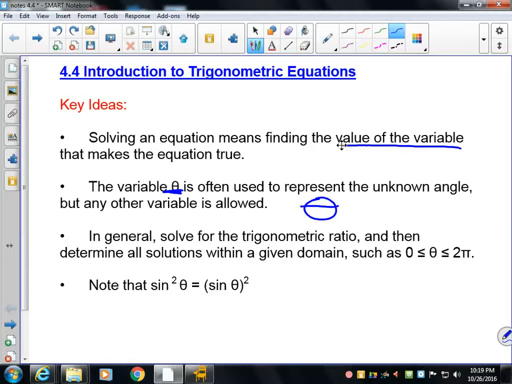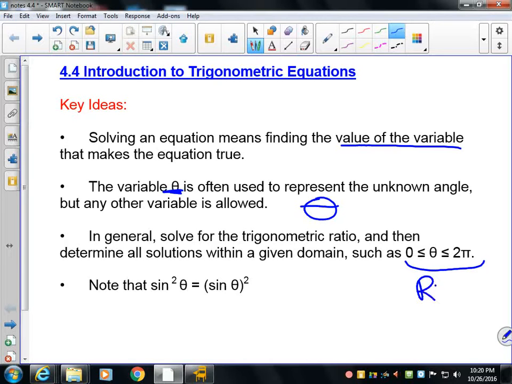Lots of times people put it as an x or other things, but as we get further and further up in math classes, we use this theta angle measure. In general, we usually solve over a given domain. So they give us some x values that they want us to solve for. Lots of times it's between 0 and 2 pi, 0 and 360, whatever the domain is given in.